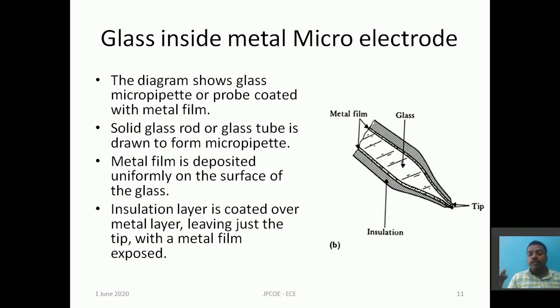Over the electrode we fill an insulation layer, using some insulation varnish or anything else that can make an insulation layer. So the insulation covers the whole place except the tip position. Only the tip is exposed, and the rest acts as an insulator.